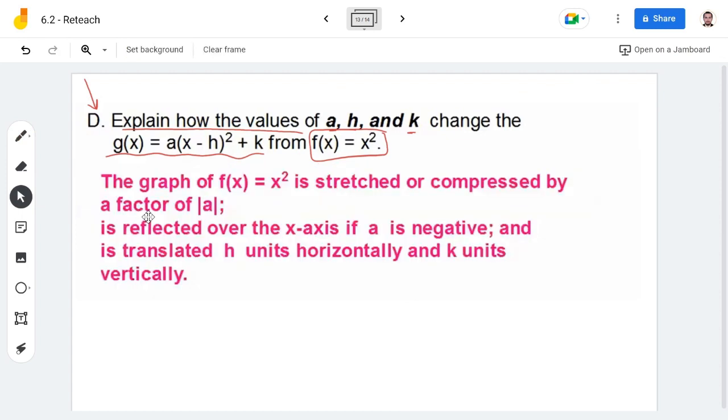So the answer here: the graph of f of x is stretched or compressed by a factor of A, and is reflected over x if it's negative, and translated h units horizontally and k units vertically. Okay, I hope this makes sense to you.